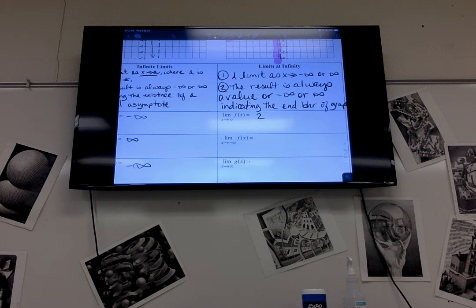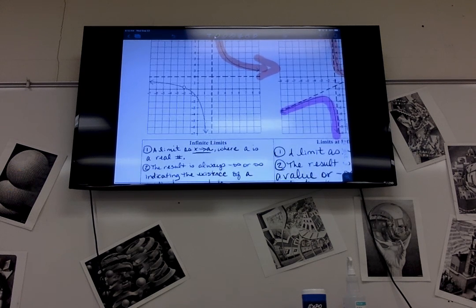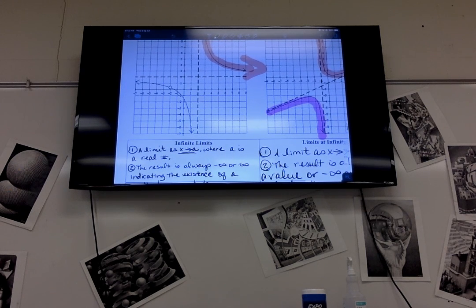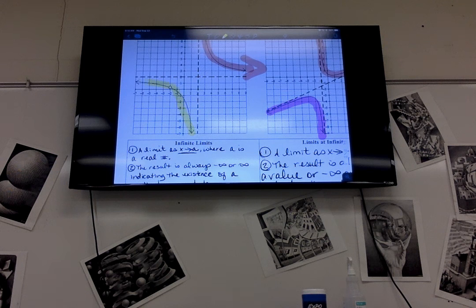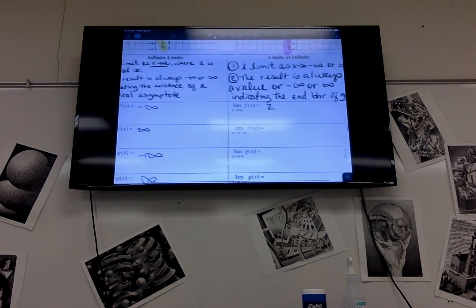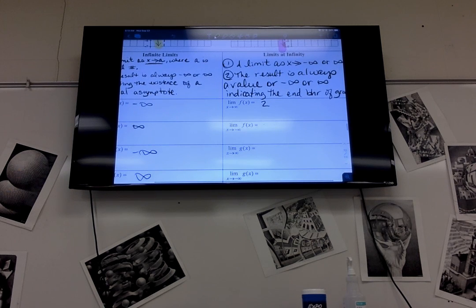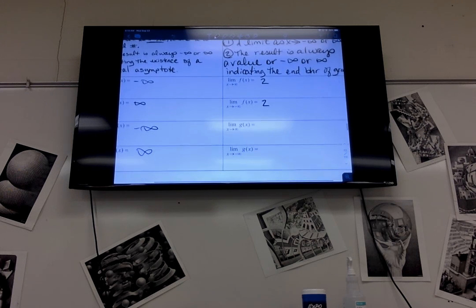No. Limit as x approaches negative infinity. So as I go to the left forever and ever and ever, it is also approaching that horizontal asymptote, which is 2. This could be some like equation. You were right, Daniel, on the next ones.